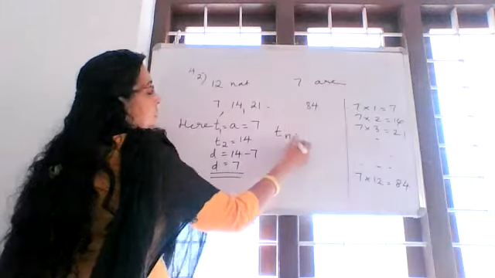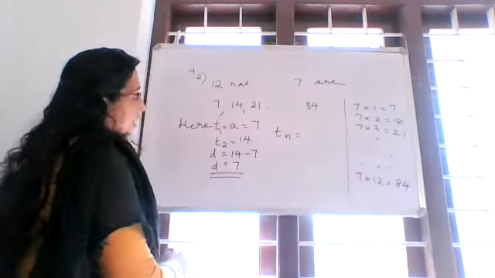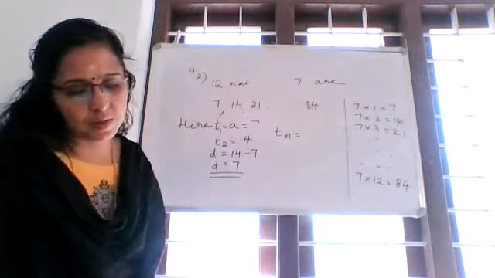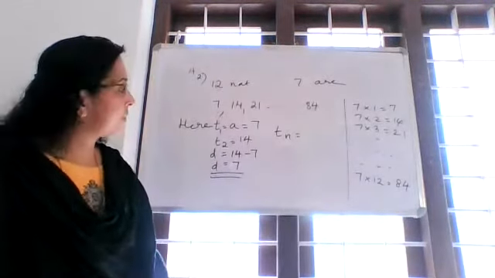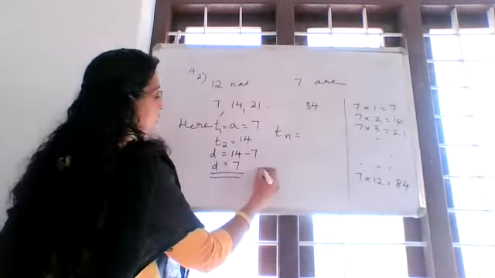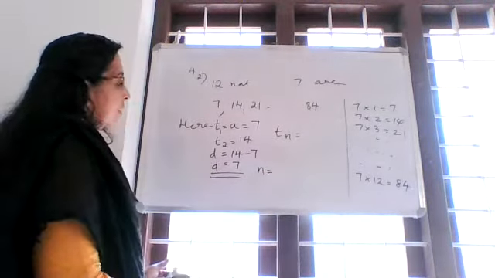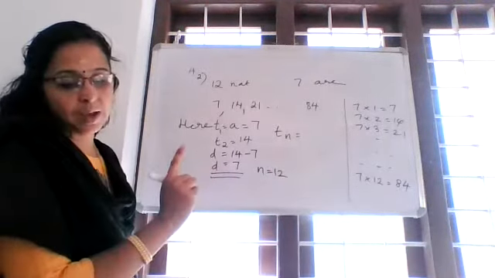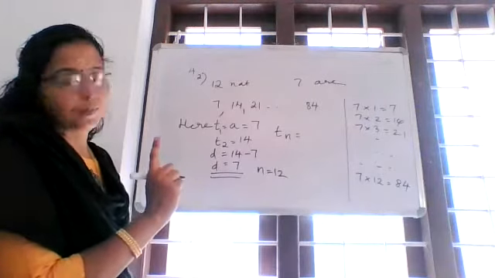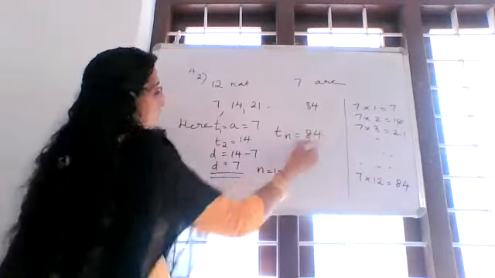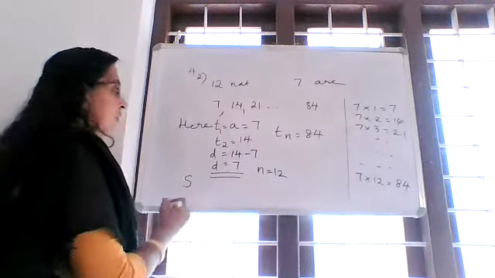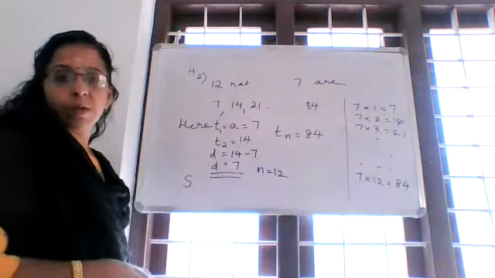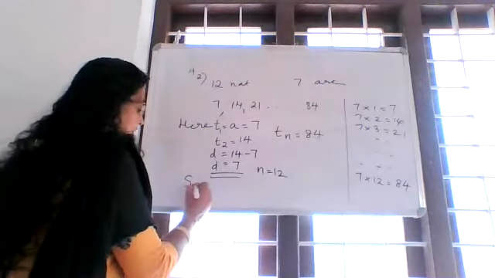Tn is equal to... Ma'am, then n. We want to write n. Okay. n is equal to what? n is equal to 12. Then Tn is equal to 84. Okay, 84. What we want to find out? Sum of 12 natural numbers, so S12. Yes, S12 we want.